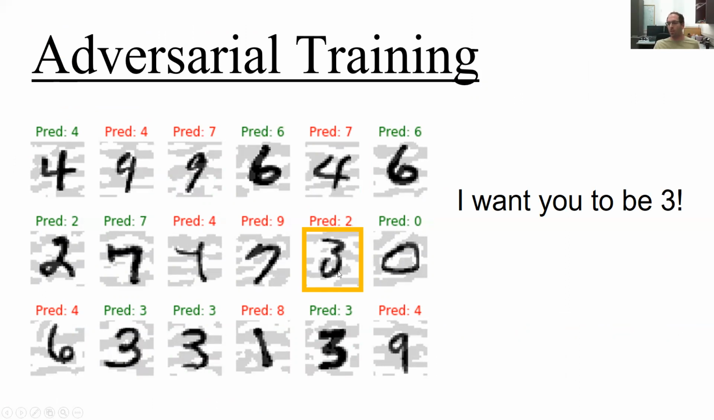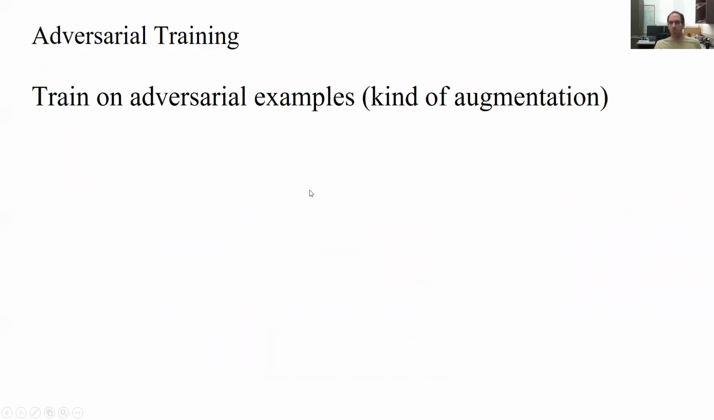So I'm going to take this. I want it to be 3. I want it to be 7, and so on and so on. And we're going to train on the adversarial examples, which is kind of augmentation. I want to stress this part because some people miss this.